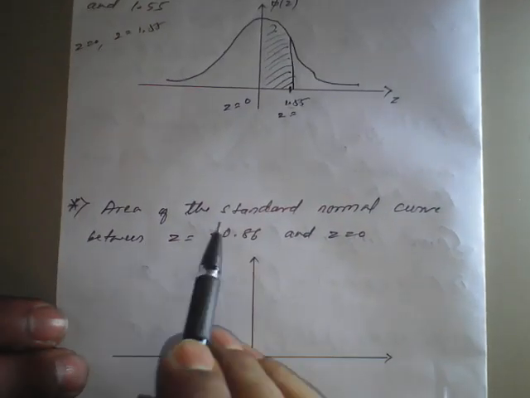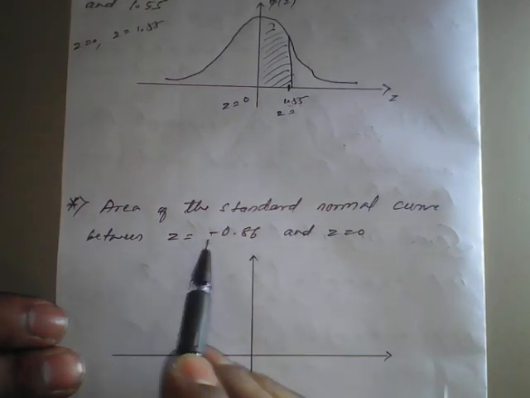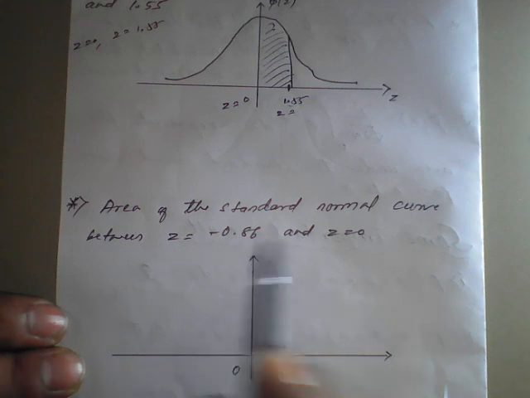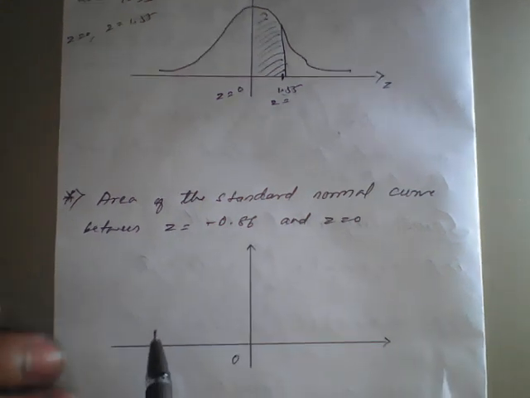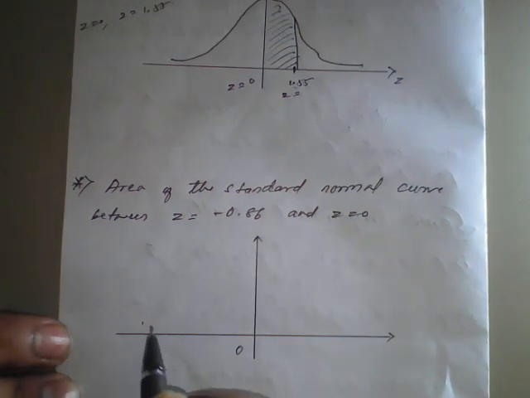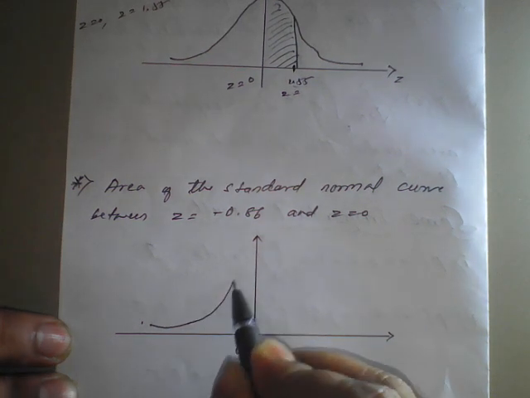Similarly, the area of the standard normal curve between z is equal to 0.86 and z is equal to 0. I will draw a curve first. So a normal distribution curve.